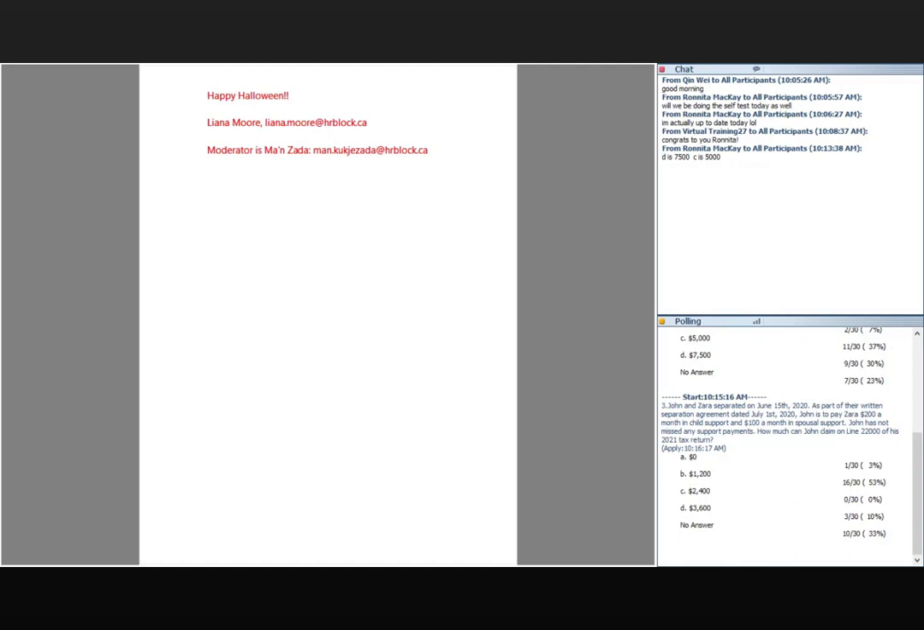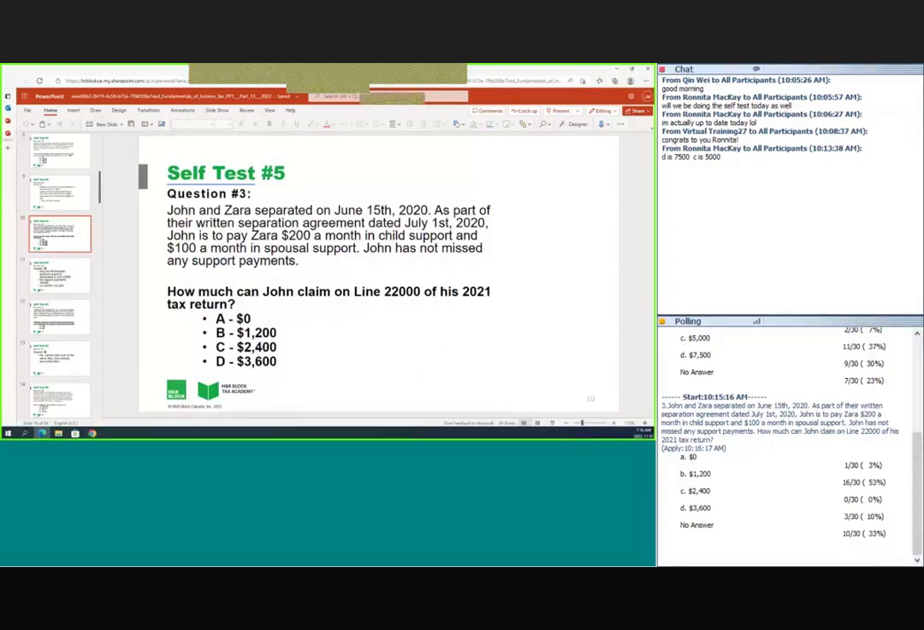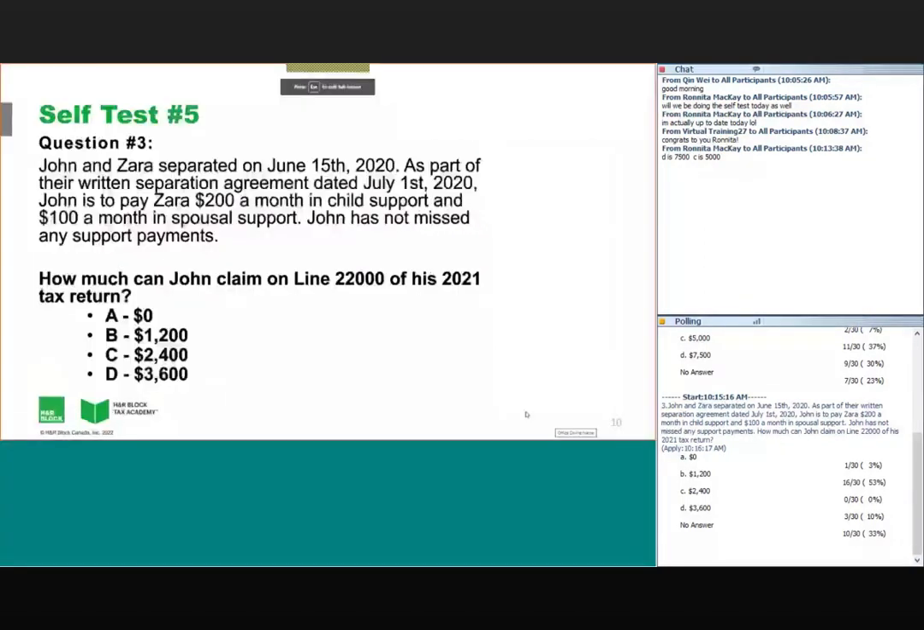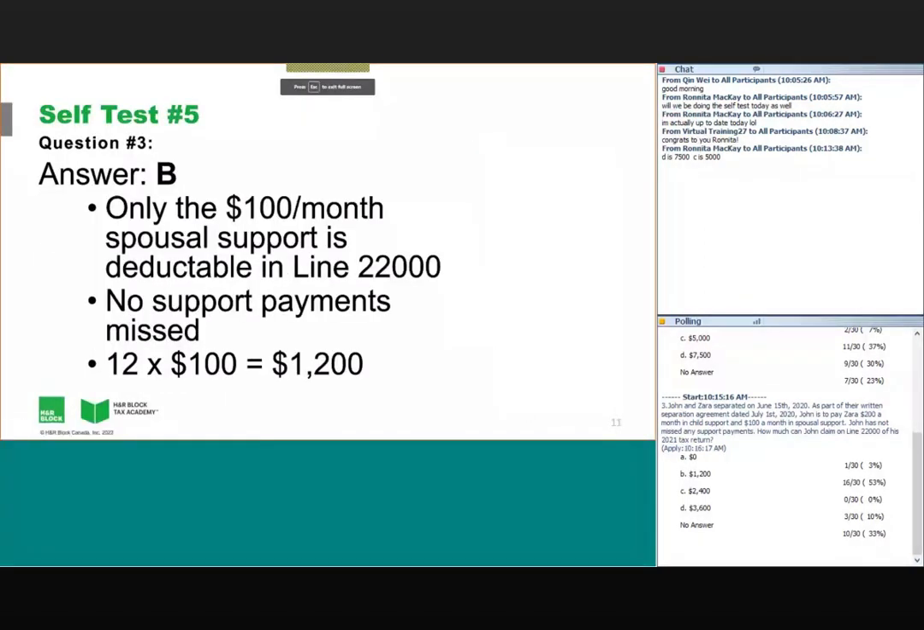Well, if we look at the poll results, the majority of you selected B, 1,200. Let's go back to my PowerPoint. And the answer is B. Only the $100 a month spousal support is deductible on line 22,000. In this instance, no support payments were missed. So it's 12 times 100, 1,200. Excellent.